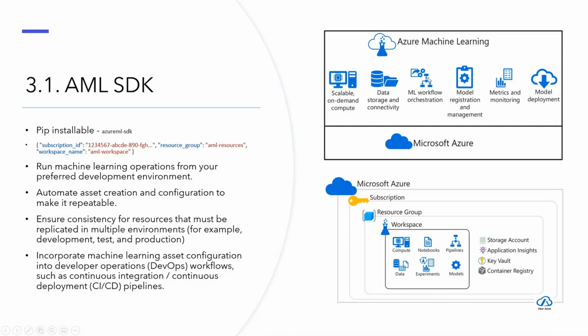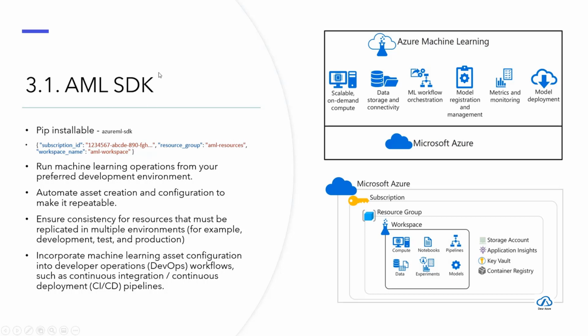You get ML workflow orchestration as a pipeline. You get model registration. Every time you train a model, you need to register it for model registration and management to use it in other experiments. You have metrics and monitoring, such as data drift, Key Vault, and App Insights, and deployment of the model as a RESTful API. So you're getting all those things under the Azure Machine Learning Workspace.